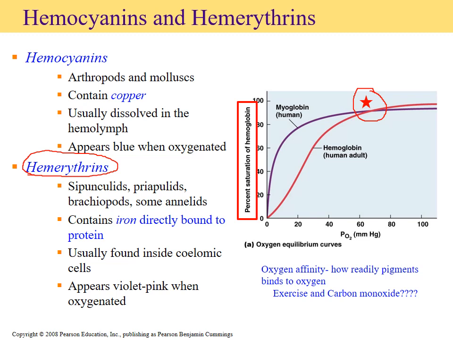I also want to mention that the affinity, so the attachment or the willingness of oxygen to attach to the hemoglobin, can be altered. It can change. One thing that can change it, for instance, is temperature. The higher the temperature, the lower the affinity. So why would this be useful to us?